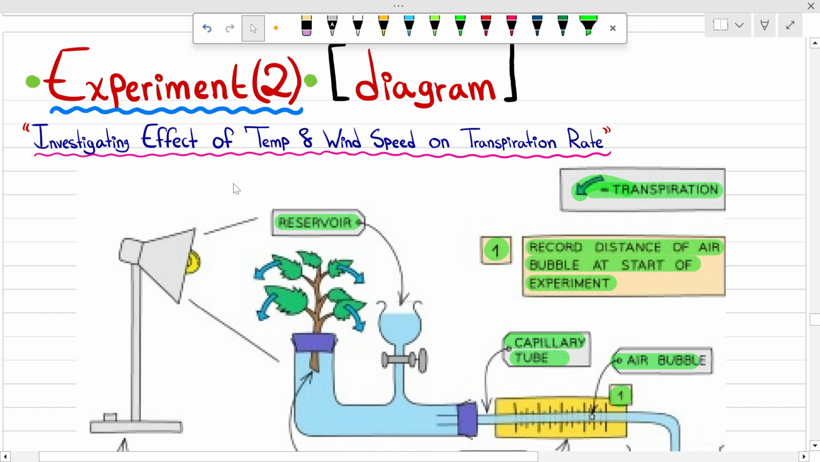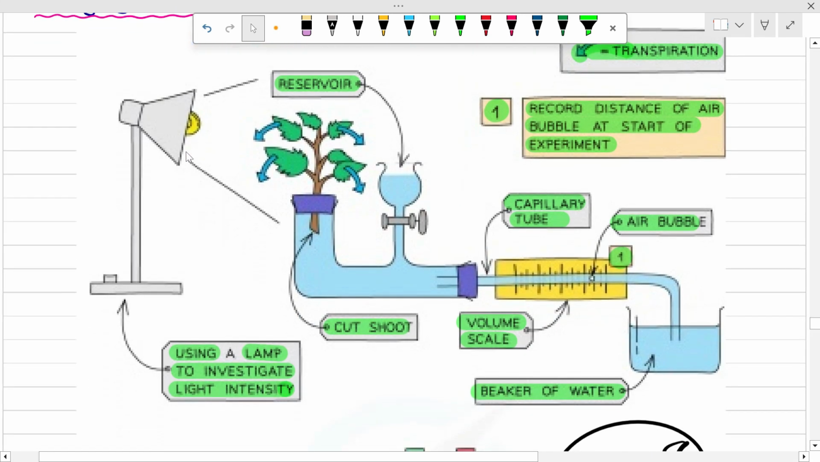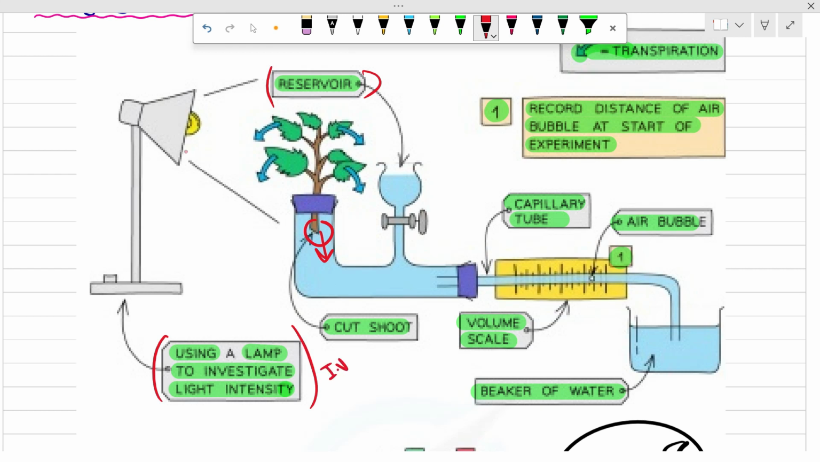This is the illustration diagram to show our second experiment, which was about investigating the effect of temperature and wind speed on the transpiration rate. The equipment apparatus is not necessary to be memorized, but just to explain, we have the reservoir over here, the one that we seal with Vaseline. This is a cut shoot placed under water. This is a lamp to investigate light intensity as the independent variable. This is the beaker of water. This is the volume scale to measure the distance of the air bubble, and this is the capillary tube.